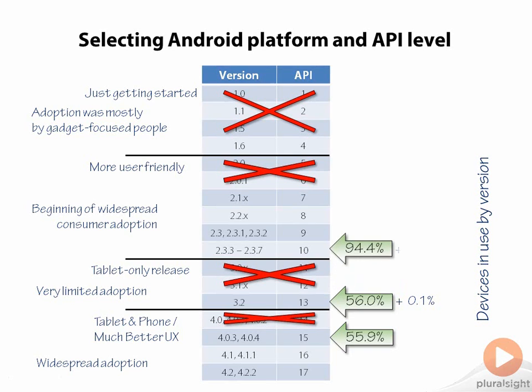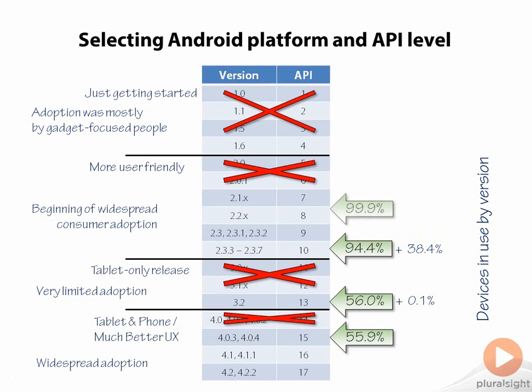But now if we look at 2.3.3 through 2.3.7 Android, that's API level 10, and that would give us 94.4% of all the Android users out there. Now, that's a pretty good number. Again, using the current estimates of roughly 900 million total phones out there running Android, that would give us over 800 million users. That's a pretty good user base, so that's a good one to target.